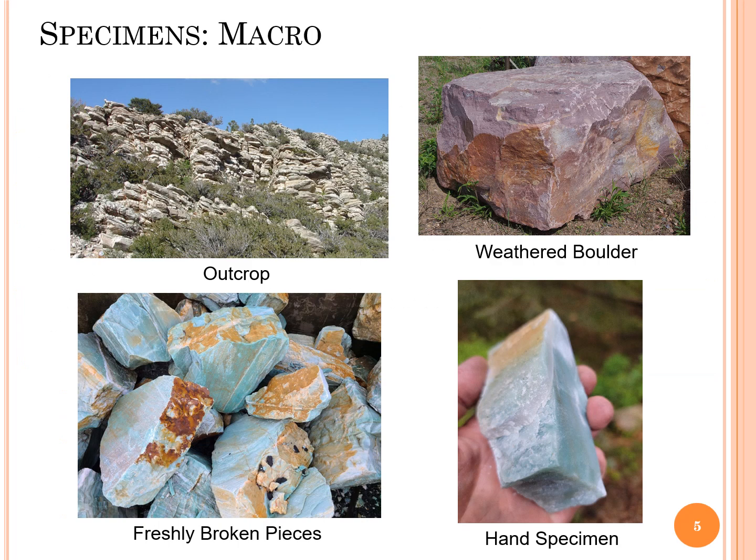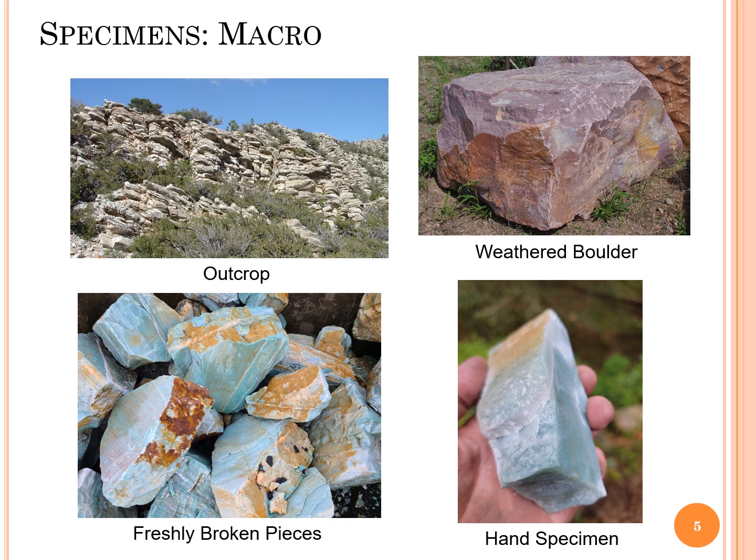So let's take a look at some specimens. Let's begin with the macro, big scale. Here we see on the upper left an outcrop. You can see a little bit of a hint of some of the maybe old sandstone bedding planes that are still seen in the metamorphosed quartzite.